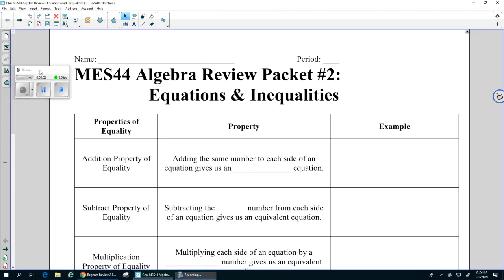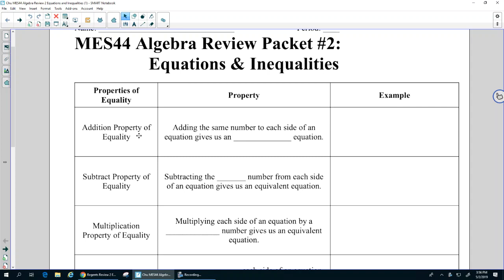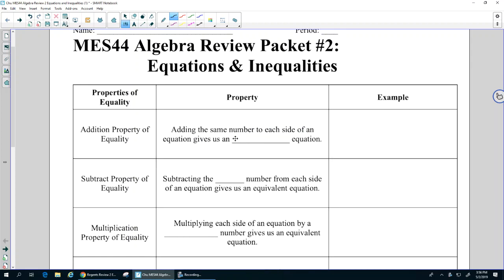Okay, so for our second review, we're going to be reviewing equations and inequalities. Let's go over some of our properties of equality. The first one is our addition property of equality. That tells us that if we add the same number to each side of an equation, that's going to give us an equivalent equation. Equivalent meaning an equal equation, the same equation, just looks a little bit different.